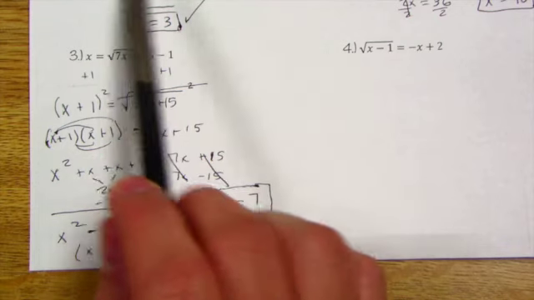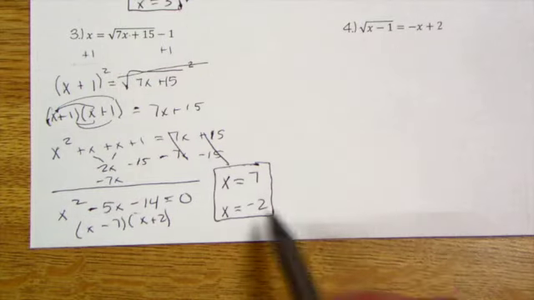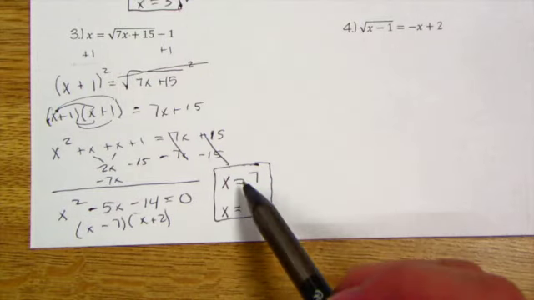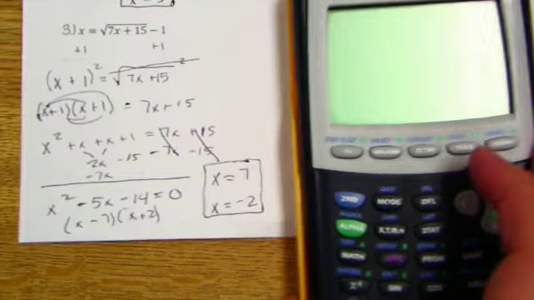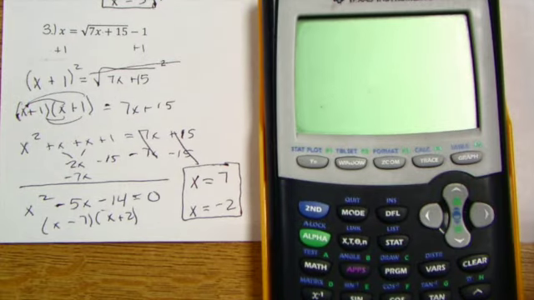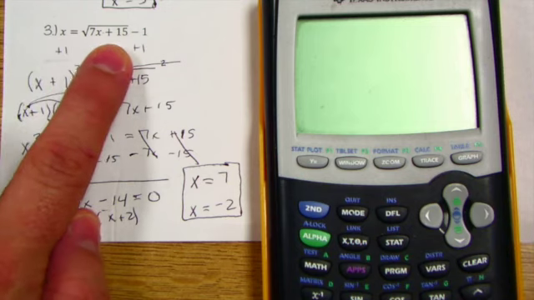It might be able to save time just by plugging it in. But when you get multiple answers here and you would have to actually put both of them in, it might be quicker to just put these in your graphing calculator. So I'm going to have my graphing calculator here, and what I'm going to do is put the left side in for one of my equations and then the right side in for my other equation.